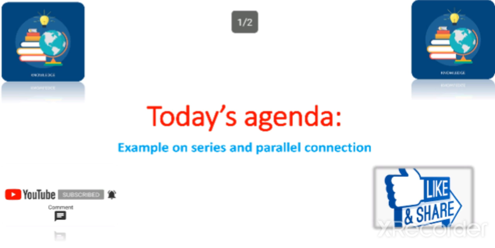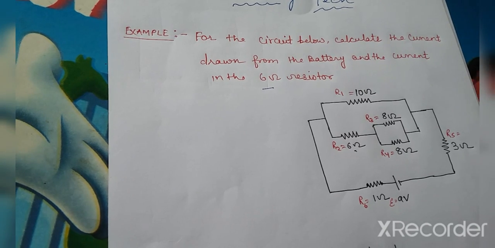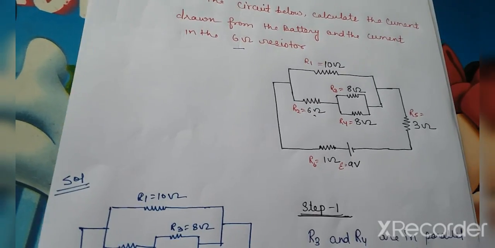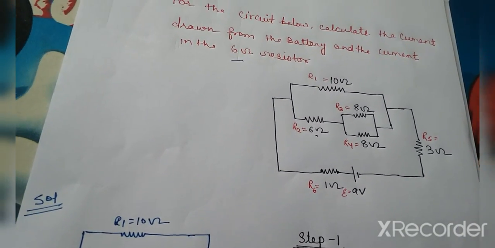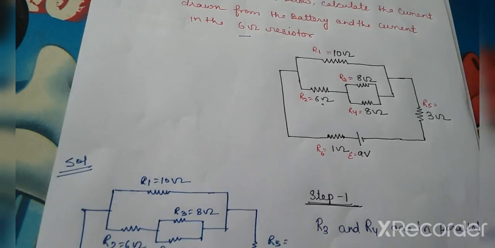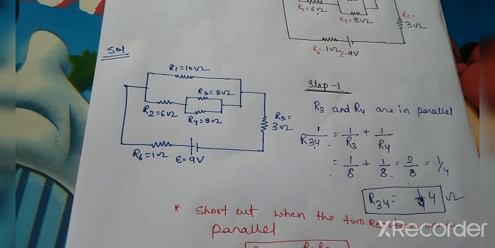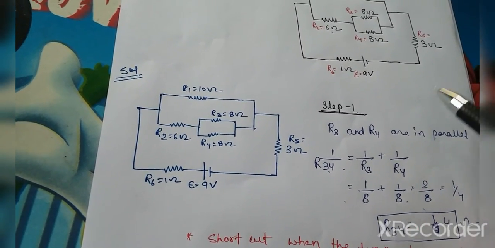Here we are going to discuss some examples on the series and parallel connections which have been taught in the previous lecture. This is a circuit diagram of the question, with a 6 ohm resistance. Now, step 1: what do we have to do?